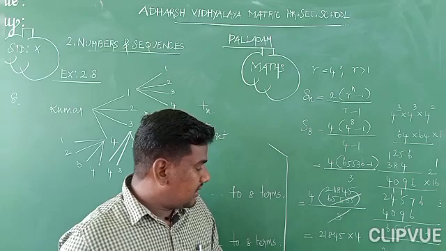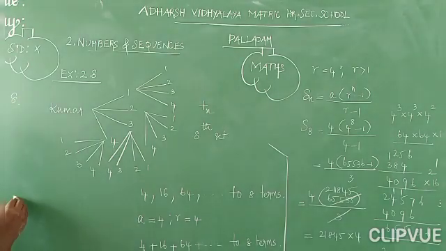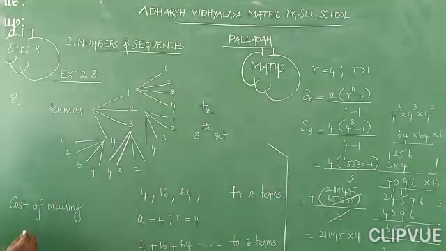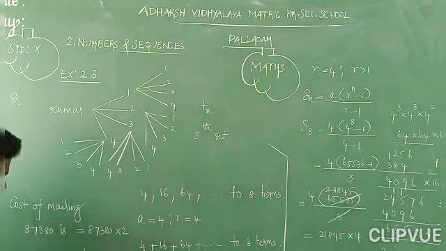So the cost of mailing 87380 letters is equal to 87380 multiplied by 2. If you multiply 87380 by 2: 2 into 0 is 0, 2 into 8 is 16, remaining 1. 2 into 3 is 6, plus 1 is 7. 2 into 7 is 14, remaining 1. 2 into 8 is 16, plus 1 is 17.